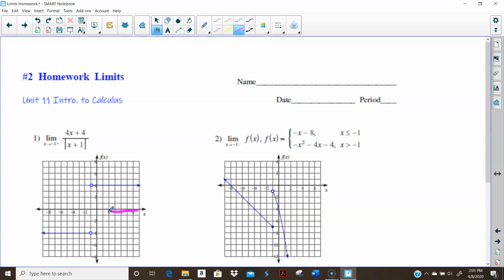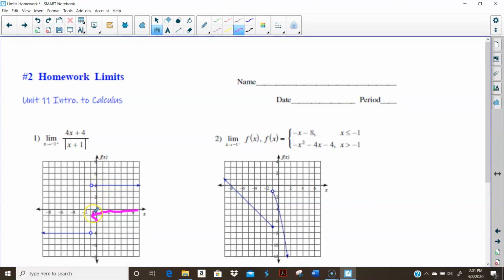And you can see at 2, we're up here at 4. And at 1, we're up here at 4. And at 0, we're up here at 4. And so as I get closer and closer and closer, I know that arrow looks terrible. So as I get closer and closer to -1, I am approaching 4.